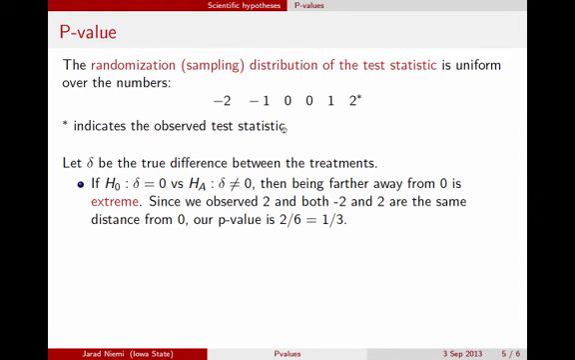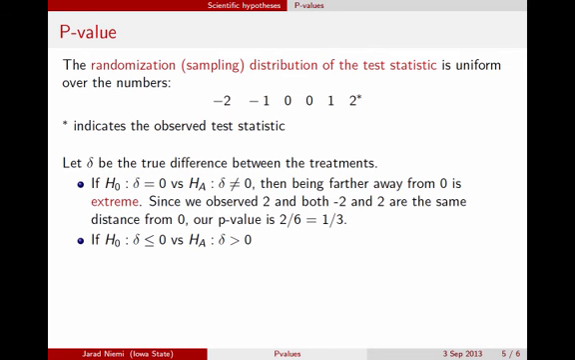So what we actually observed was 2, and 2 is 2 units away from 0, but minus 2 is also 2 units away from 0. So those are the 2 quantities that are as or more extreme than the test statistic we actually observed. These are the 2 possibilities that are as or more extreme, and there were 6 total possibilities, so our p-value is 2/6, which is just 1/3.